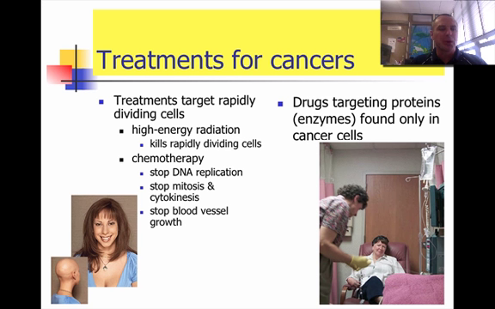We use high-energy radiation. It kills the cells rapidly, but realize it kills all cells. So that's not necessarily good. Chemotherapy is a way in which we get the drug chemo, and it stops DNA replication, stops mitosis, stops blood vessel growth, and it kills the bad ones. We hope it doesn't kill enough of the good ones that we don't recover. A lot of times people who go through chemotherapy end up getting sick with something else because they suppress their immune system so much.